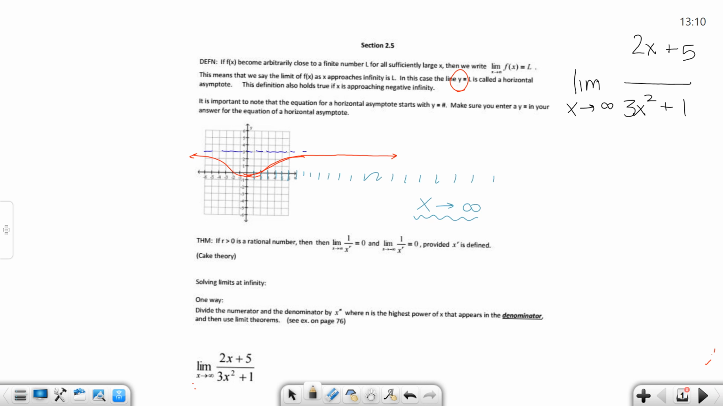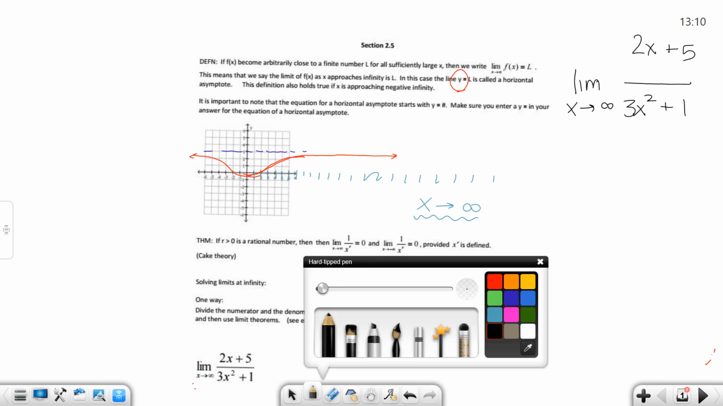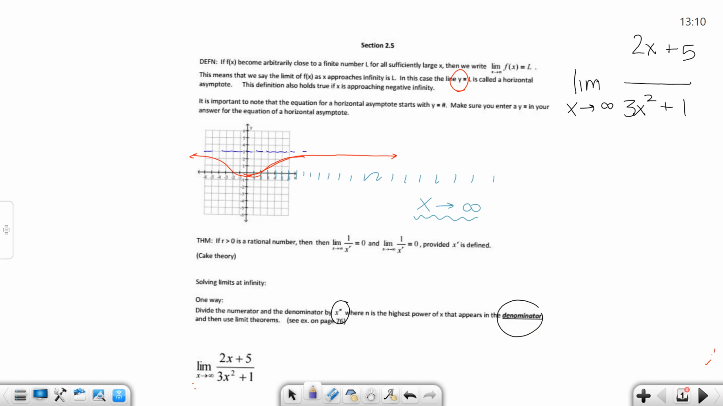Okay, what your hard way tells you to do is divide the numerator and denominator by x to the n. What's special about x to the n is it is the highest power of x that appears in the denominator. For this particular problem, my highest power of x in the denominator is x squared. So I'm going to divide every term by x squared.